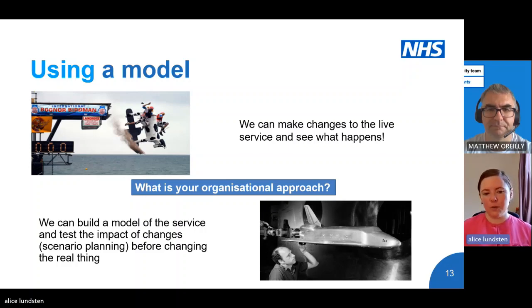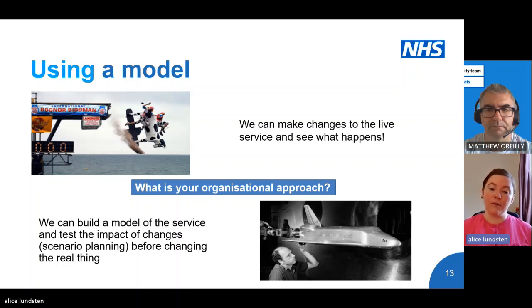I think it's really useful to reflect on what your organisational approach is, but I would also say that in the NHS there's probably a fair amount of both happening, and sometimes there are good reasons for either. For example, during COVID, we probably did a lot of making changes live and then seeing what happened, because we didn't necessarily have the data to be able to model, as we didn't know how that was going to pan out. There were too many unknowns.